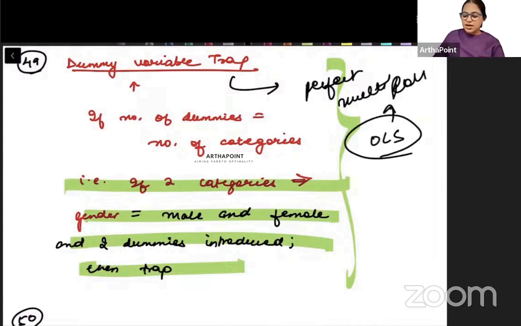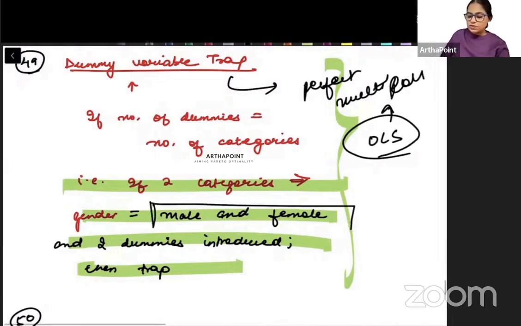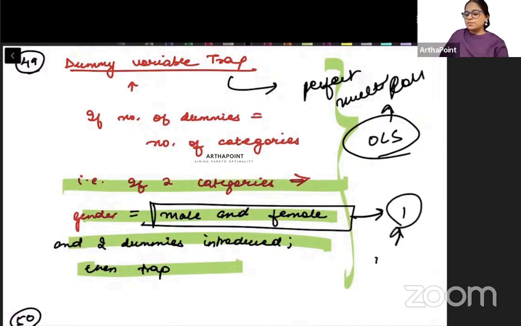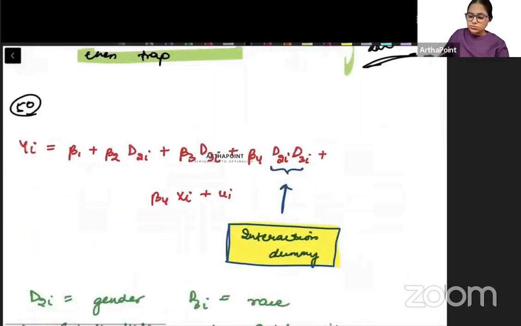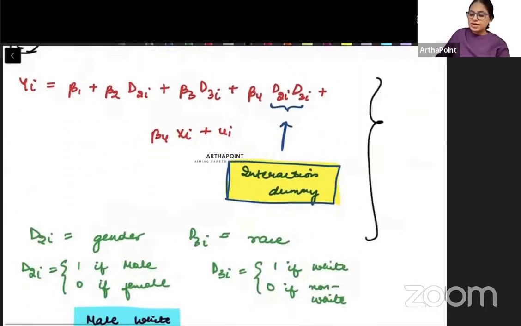ठीक है. तो हमें क्या करना होगा कि अगर दो qualitative values ले सकता है, like gender can take two values, male and female, so you will only introduce one dummy. Always introduce one less dummy to avoid dummy variable trap, right? Okay. Now this is the case of interaction dummy beta.